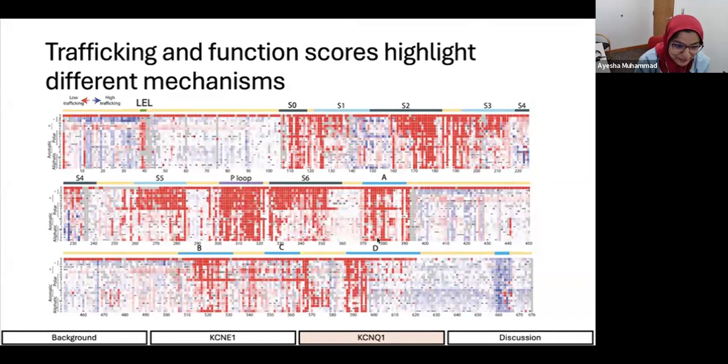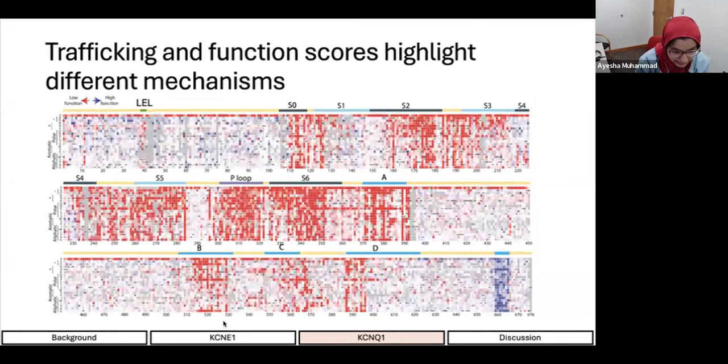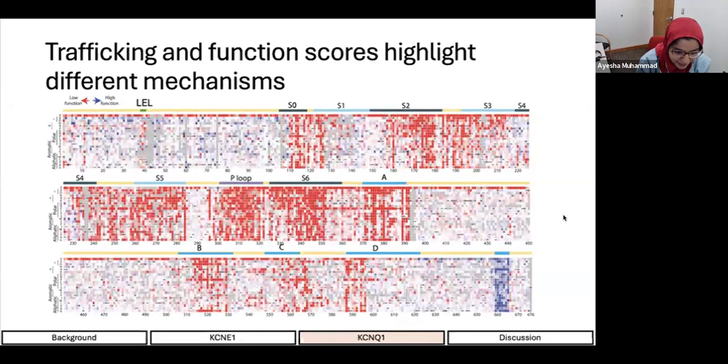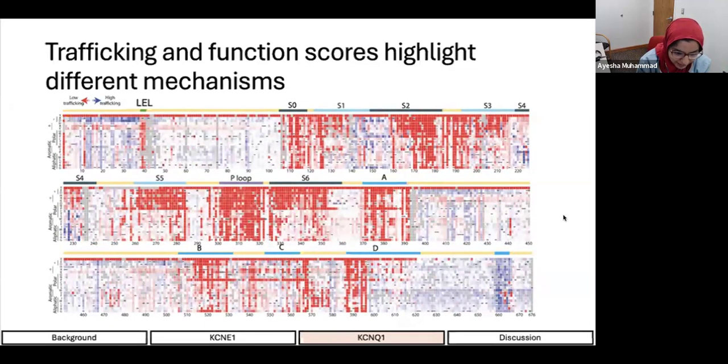So there we go. Okay, so here is the function heat map, and you'll notice that there's again the motifs that I talked about, and then here is the trafficking heat map. And the differences are subtle. I'm going to flip back one more time. I know flipping back and forth does give me a headache, so I don't want to induce headaches in anyone else. But again, here is the functional heat map, and then here is the trafficking heat map.